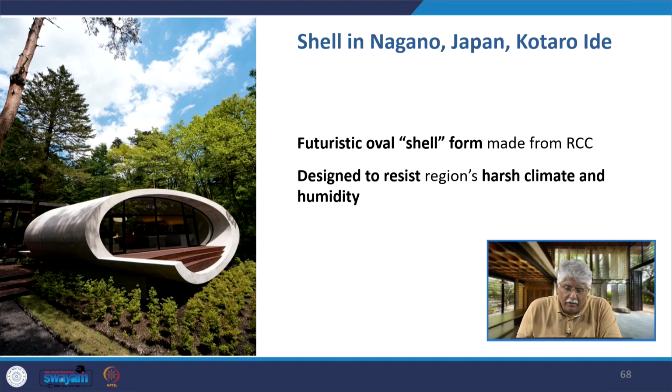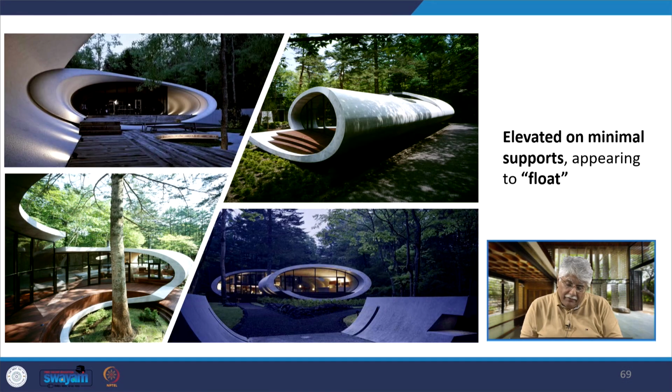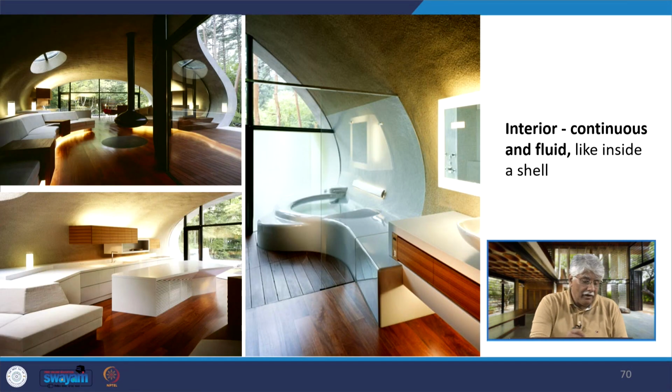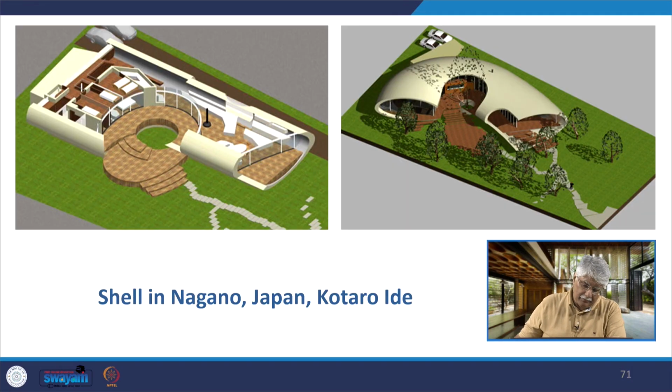The Shell in Nagano is a futuristic oval shell form made from RCC, designed to resist the region's harsh climate and humidity. It is elevated on minimal supports, and thus it simply appears to float. The interior is a continuous fluid space like inside a shell. These are the views and cut sections of the house.